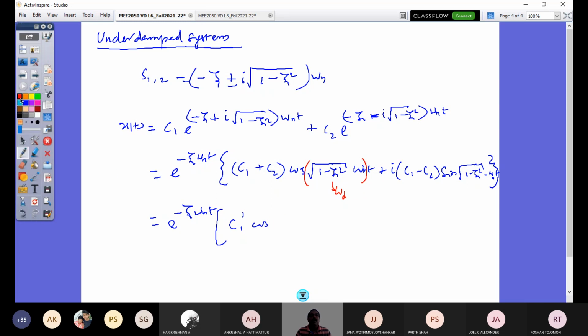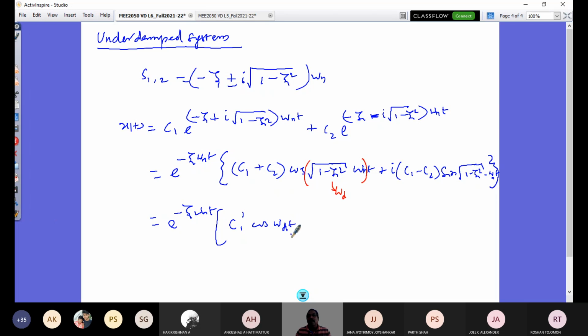So I'm just going to rewrite my equation as cos omega d t. Omega d n you can put, or d subscript n. In some books only omega d is written, so you can take this, plus C2 dash into sine omega d t. That's my response x of t.